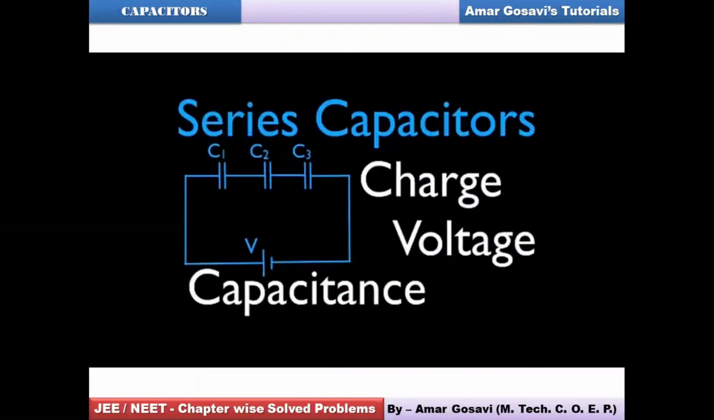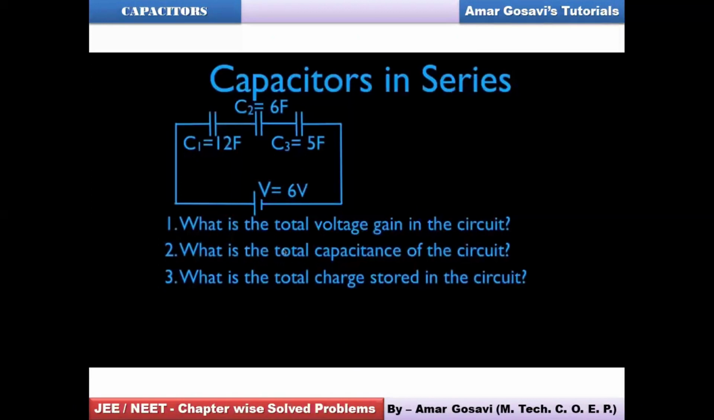Let's talk about series capacitors and the charge and voltage problems on this. First thing is specifically series. We all know what formulas we apply when it comes to series capacitors. So here is the problem given to you. They say C1, C2 and C3 with the corresponding values 12 farad, 6 farad and 5 farad are connected in series. The battery voltage is 6 volt.